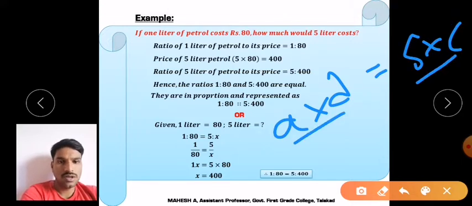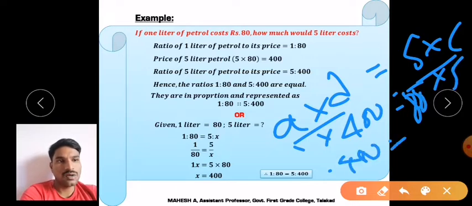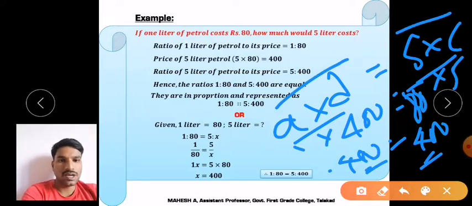Okay? So as I said, always the two extremes, that is A into D, is equal to B into C. Extremes is equal to means. The product of the two extremes is equal to the product of the means. So here A is 1, D is 400, B is 80, C is 5. So 1 into 400 is 400, 80 into 5 is 400. Always the left hand side and right hand side should be equal. That is to say, the extremes product is equal to the means product. It becomes equal.